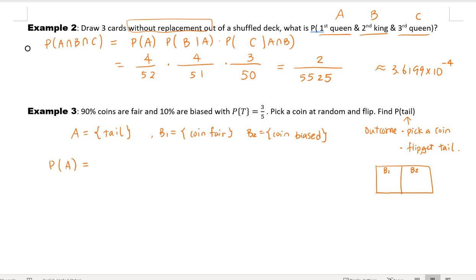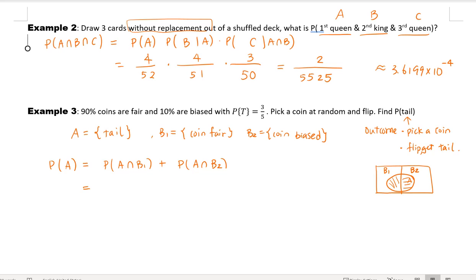We have B1 and B2. B1 are the 90% coins that are fair, B2 are the coins that are biased. And then tail is like here. So P of A, you can see P of A is the probability of A and B1 plus the probability of A and B2. The coin we pick could be fair or biased.